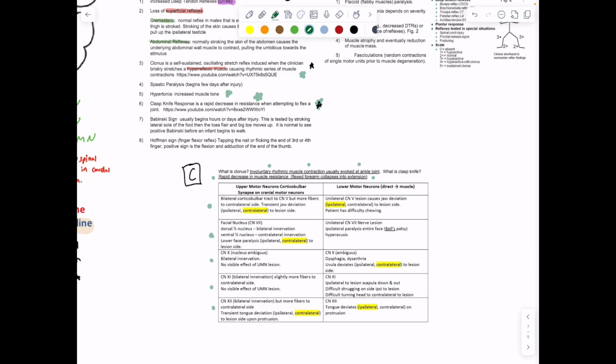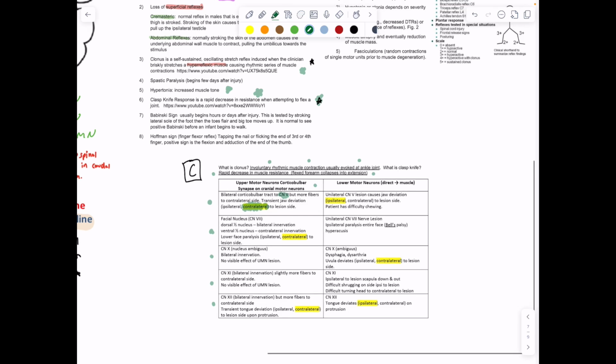I thought it was good to take a look at, but so upper motor neurons, corticobulbar, synapse on cranial motor neurons, which we're familiar with. So bilateral corticobulbar to 5. 5 is one of our exceptions, right? It's the jaw. So if you have a lesion, it's going to be contralateral to the lesion. Same thing with the tongue, it's going to be contralateral. And then cranial nerve, facial nerve, lower paralysis is contralateral.